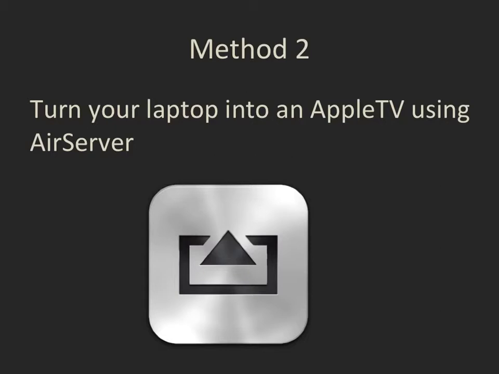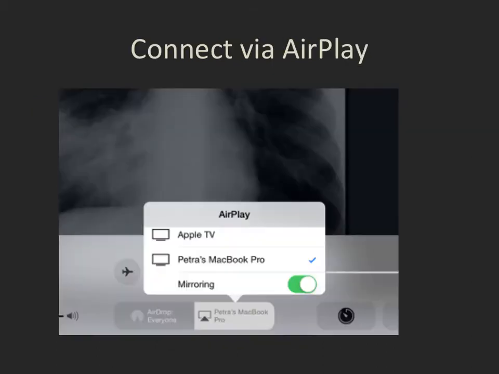Method number two: instead of buying an Apple TV, you can make your laptop act as an Apple TV using an app called AirServer. So you download AirServer. It costs, I think, $15, and you install that on your PC or your Mac and have it running in the background. It will then make your computer think it's an Apple TV.